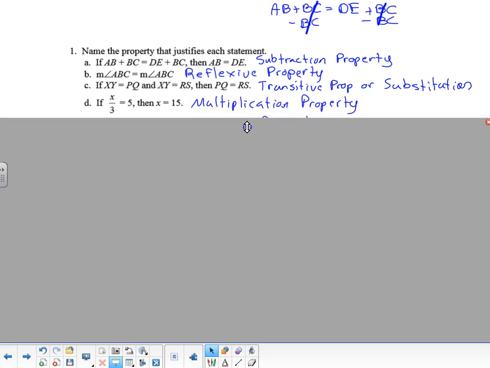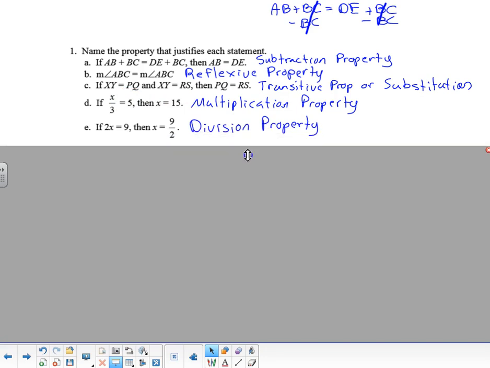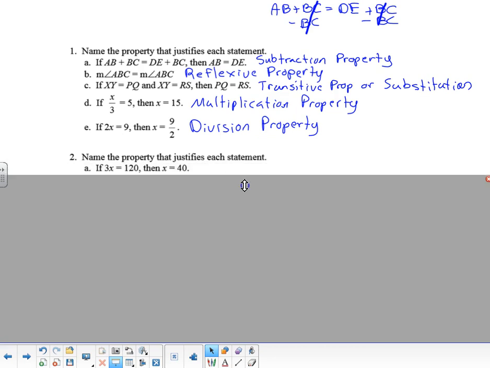Okay, so how do we get from here? If X divided by 3 equals 5, then X equals 15. Well, since we're dividing X by 3, the inverse of division is to multiply. Whatever we do to one side, we do to the other. And that's where we get X equals 15. And then if 2X equals 9, then X equals 9 over 2. That's the division property.